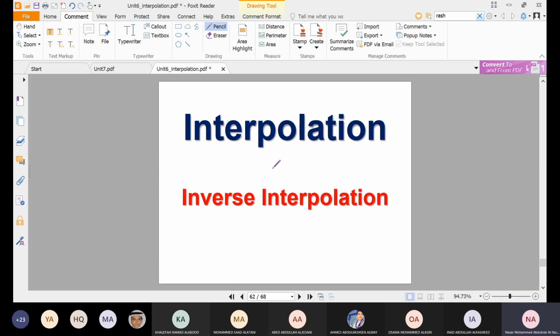So what's the last topic here in this chapter? If we need to find the inverse interpolation. That means if I know the value of the function at xn, I need to know the value of xn. What's the value of xn? It's like we compute the roots of the polynomial. You know the function and you want to find the value of x.